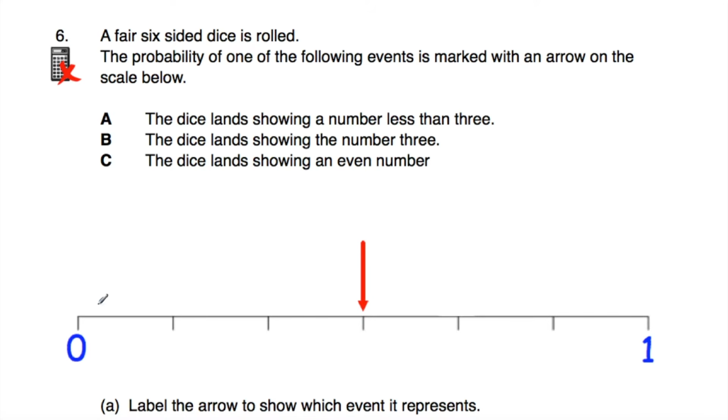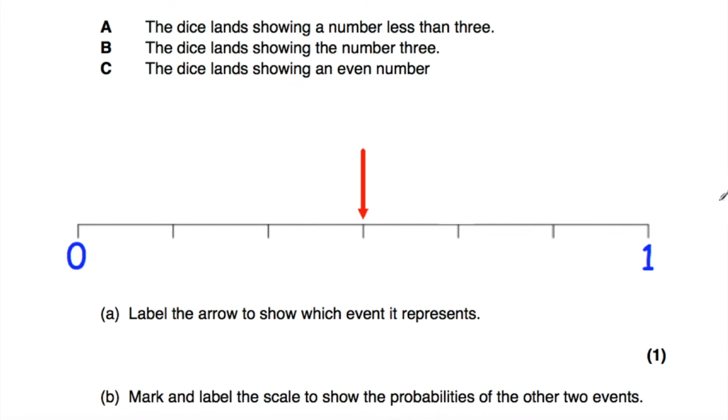So question number 6, we've got this probability scale, and we're told that a fair 6-sided dice is rolled, and we're told the probability of one of the following events is marked with an arrow on the probability scale below. So this represents one of these events. And part A says, label the arrow to show which event it is. So is this event A, event B, or event C? So if we have a look here, it's got 1, 2, 3, 4, 5, 6 little marks. So obviously that makes sense in terms of a dice. So this would be 1/6, 2/6, 3/6 or a half, 4/6, 5/6 and 6/6. So this one here, we've got, in terms of our 3 events, the dice will land on a number that is less than 3.